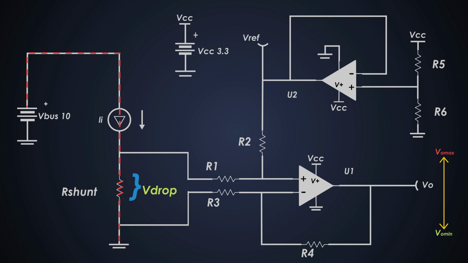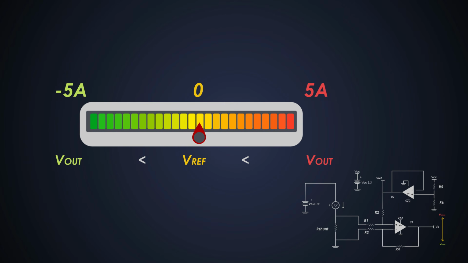Here is how it works. When current flows through the shunt resistor, it creates a voltage drop. This drop is picked up by the first op-amp U1, which is configured as a differential amplifier. It amplifies the voltage difference between input terminals. The resistors R1, R2, R3 and R4 configure the gain of this amplifier. The second op-amp U2 sets and provides a stable voltage reference, so U2 will act as a buffer. The reference voltage will denote 0 ampere current. The output voltage from U1 indicates the current direction and magnitude.